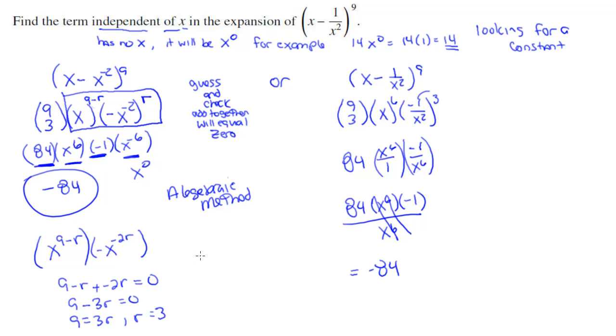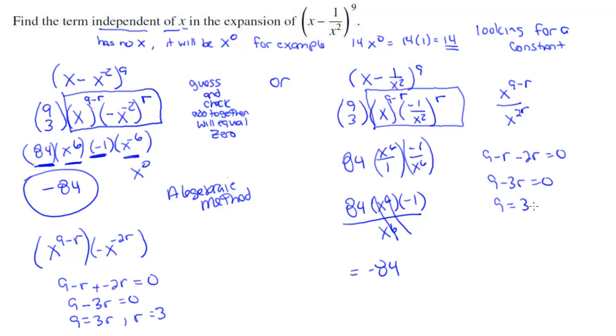And if you do it with the other problem, this algebraic method still works. You put the r here, and then you put the 9 minus r here. And the only difference is that, like I said, it's going to be a fraction. You're going to have x to the 9 minus r over x to the 2r. And then when you're dividing, you subtract the exponents. So it'll be 9 minus r minus 2r equals 0. And of course, you're going to get the same answer, r is equal to 3.